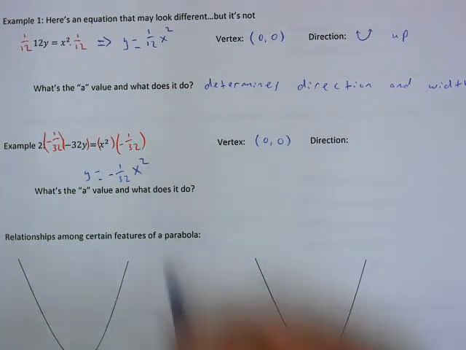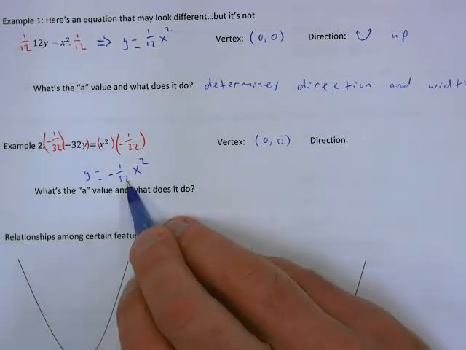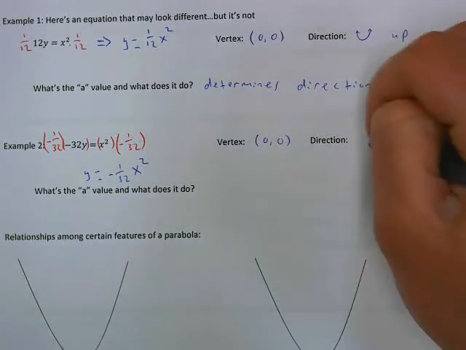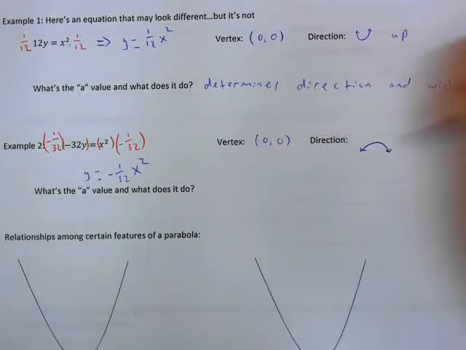And then the direction, well, since this thing is negative, I know it's going to be opening down. And they didn't ask, but since it's 1 over 32, this would be wider than normal. So our direction would be going down and kind of wide if we want to draw it wide. Doesn't hurt. But anyways, the direction is down.